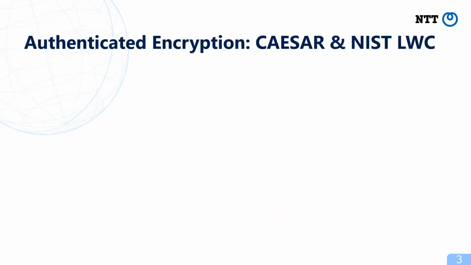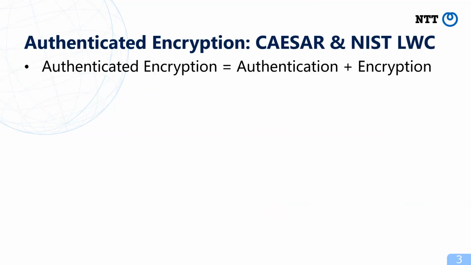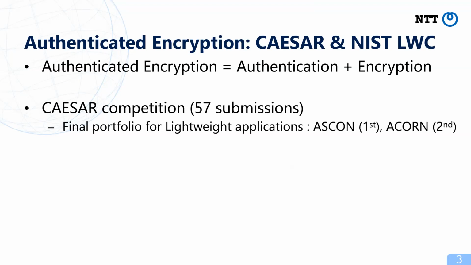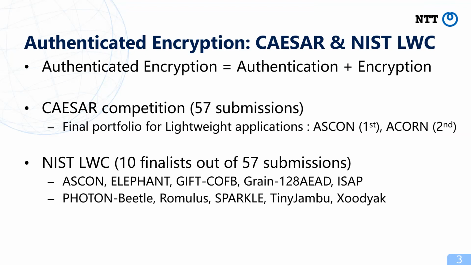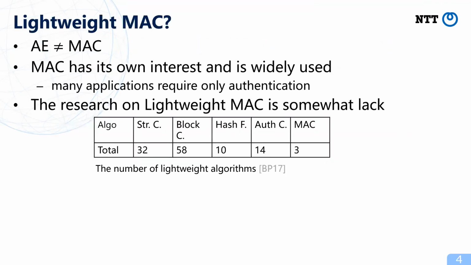And lightweight cryptography also has competitions to build authenticated encryption. So not only block ciphers, but block ciphers and modes of operation that provide both authentication and encryption. The CAESAR competition, the lightweight portfolio, saw ASCON and ACORN as the winners. The NIST lightweight competition is also still ongoing. We have 10 finalists. It's quite an ongoing field of research. But what we're going to talk about in this paper is a lightweight MAC. So not authenticated encryption, but only authentication.